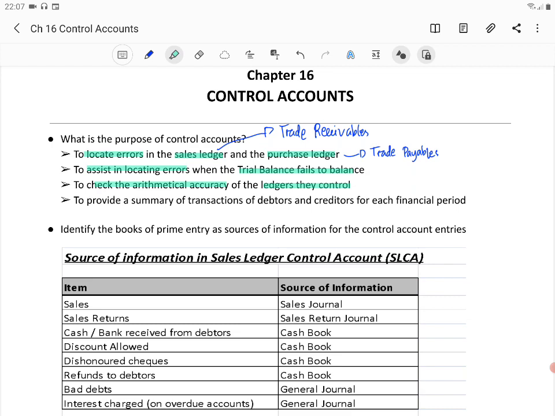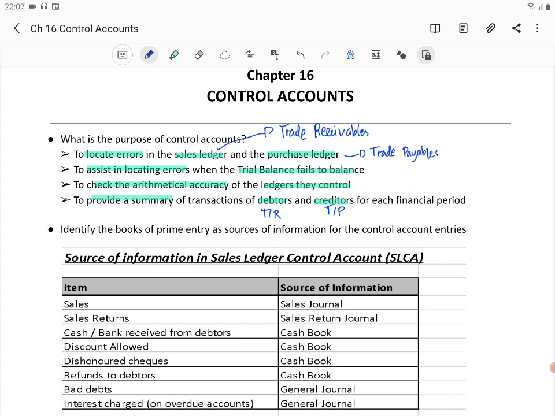Number 4, to provide summary of transactions between debtors and creditors for each financial period. Debtors and creditors are also representing TR and TP. It's just different name, different terms. Okay, that's the purpose of control account.